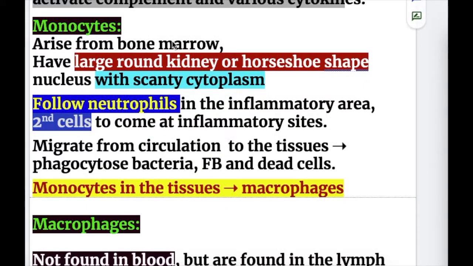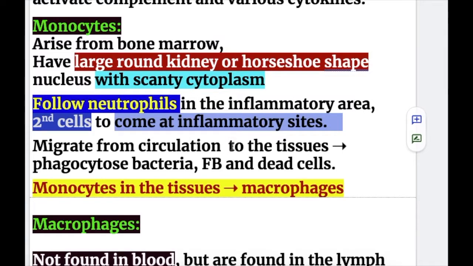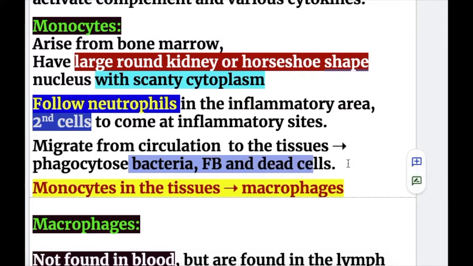Now, monocytes, as I already explained, like macrophages, they produce hydrogen peroxide and nitric oxide. They also arise from the bone marrow. They are large cells. They have a large, round, heart-shaped nucleus with scanty cytoplasm. Monocytes follow neutrophils in the inflammatory area, so they are the second cells to come at the inflammatory site, and they migrate from circulation to the tissue and phagocytose bacteria, foreign bodies, and the dead cells. And in the tissues, monocytes are converted into macrophages.